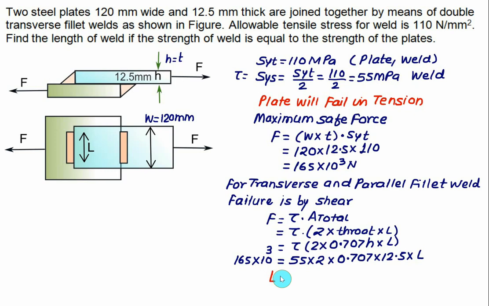So in this case we require a length of weld of approximately 170 mm. Out of 170, 85 mm will be on this side and 85 mm will be on this side. So 85 plus 85 will become 170.